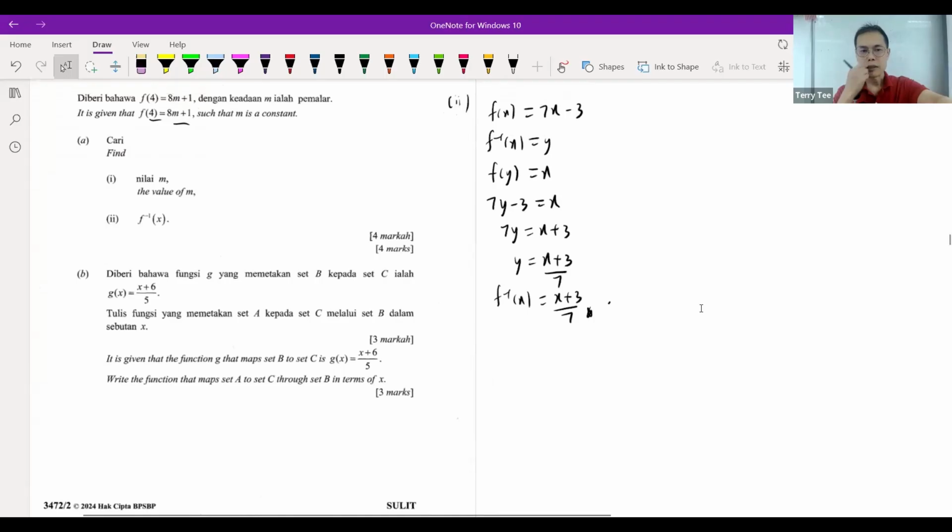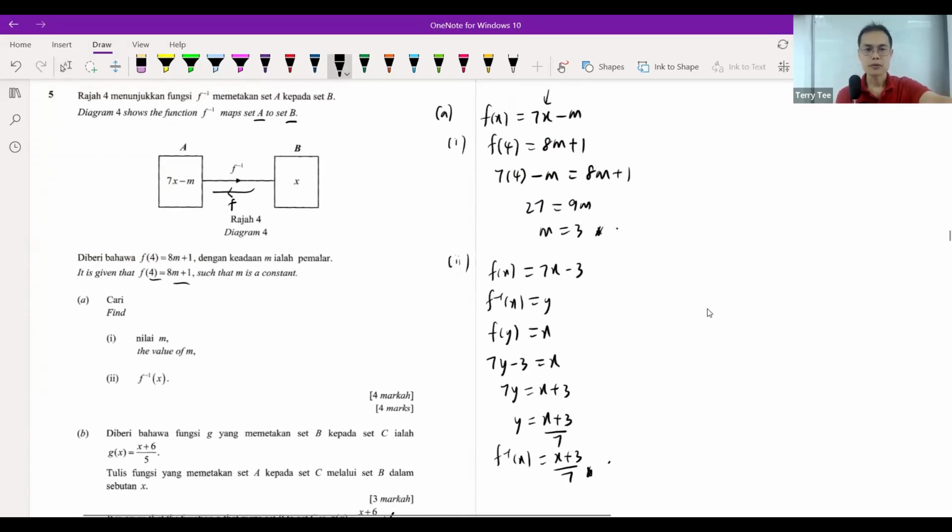Now, next one. They say it is given that g maps B to C. g is this, right? Write a function that maps A to C through set B. Okay, so B to C is another function, g, right? So if you want to go from A to C, that means you have to go through f inverse. So you're going to do f inverse followed by g.